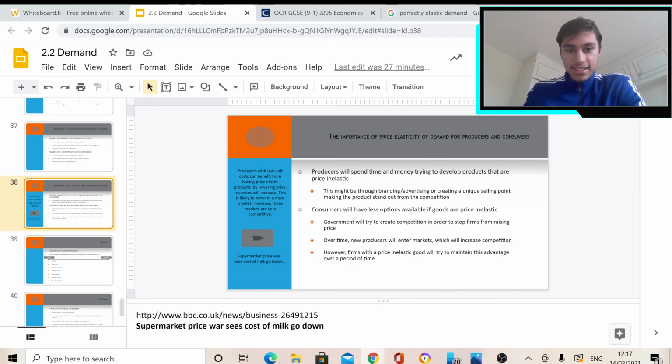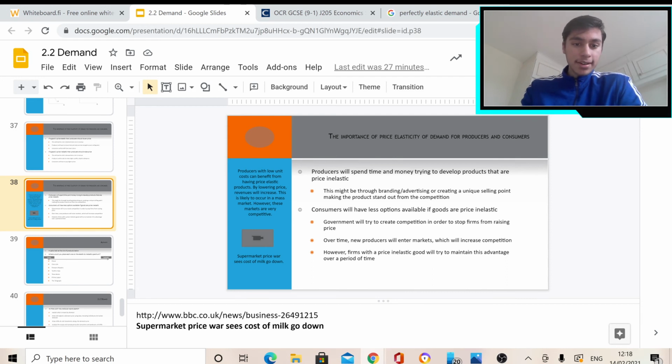So this is the last slide which we should cover, and we are done with this topic. The importance of price elasticity for producers and consumers. So this is the third thing in the specification. Producers will spend time and money trying to develop products that are price inelastic. This might be through branding, advertising, or creating a unique selling point, making the product stand out from the competition. Of course, they want to make sure that there are no substitutes available for the product. So that's why they'll try to create a unique product.